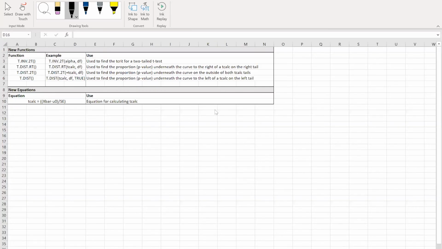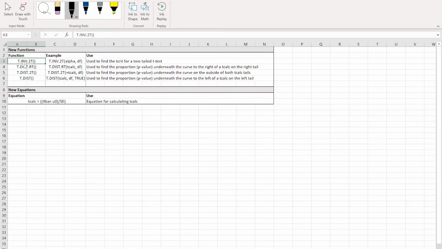Okay, so go ahead and work on the group assignments, or actually first, let me go over these examples in Excel. Okay, so on the new functions page, we have the new functions and a single new equation.